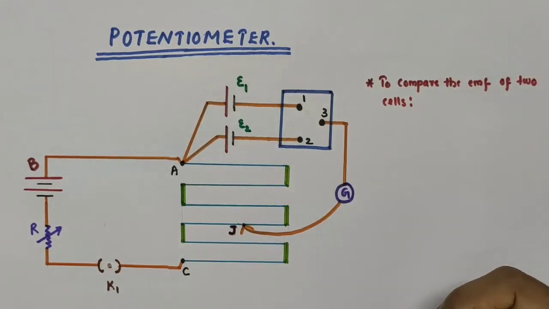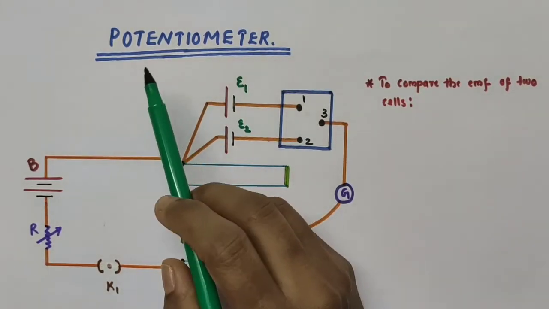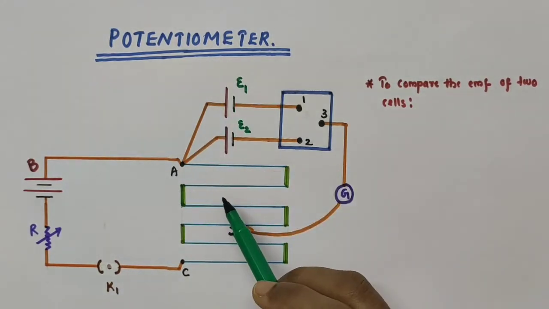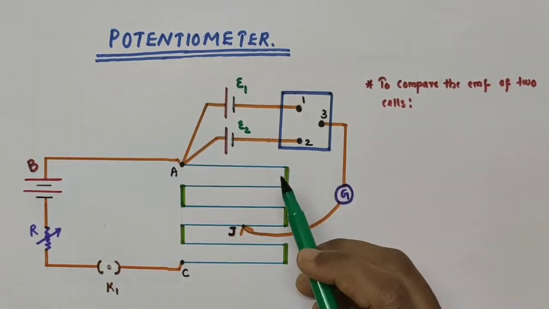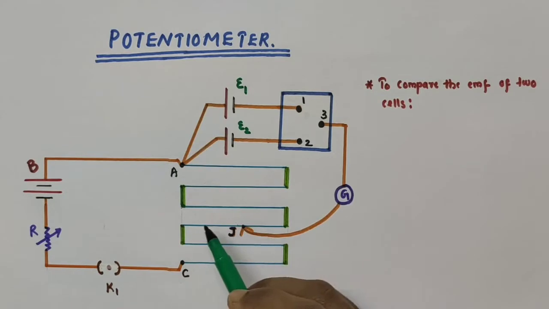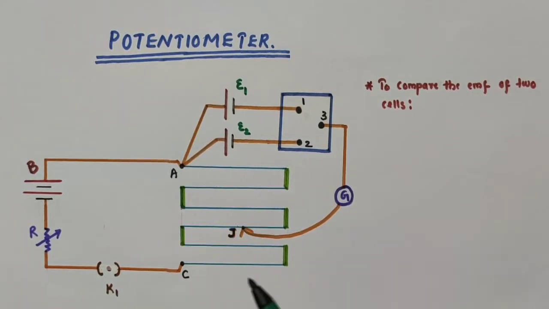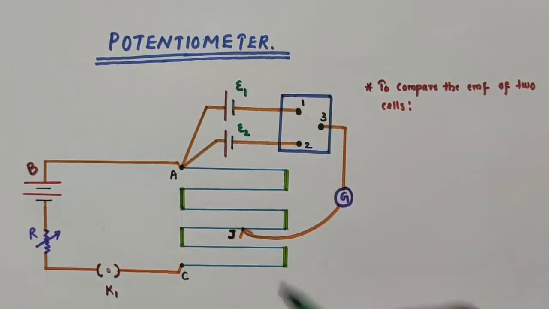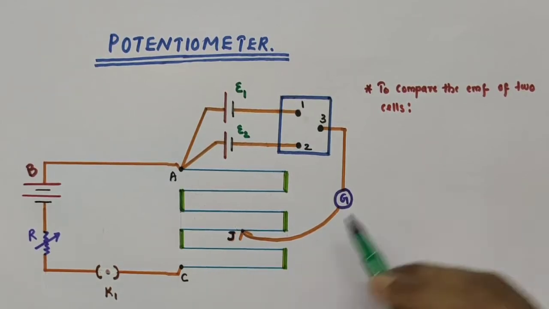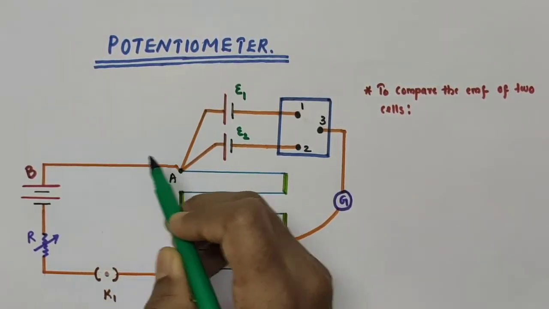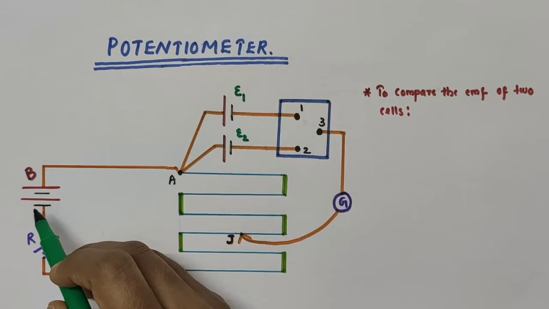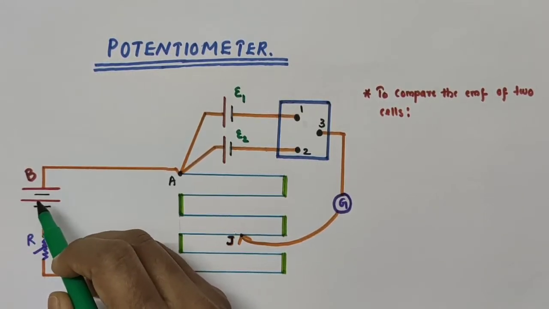Hello everyone. In this video, we are going to discuss the potentiometer. See, a potentiometer is basically a long piece of uniform wire, sometimes a few meters in length, 1000 centimeters like that, across which a standard cell is connected.